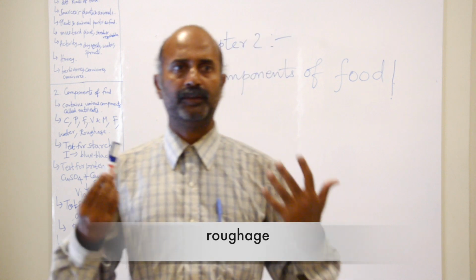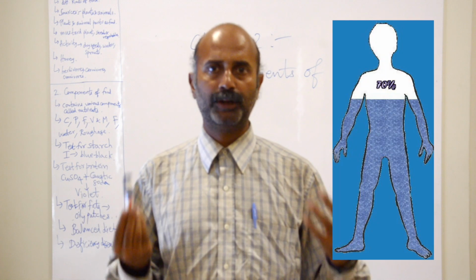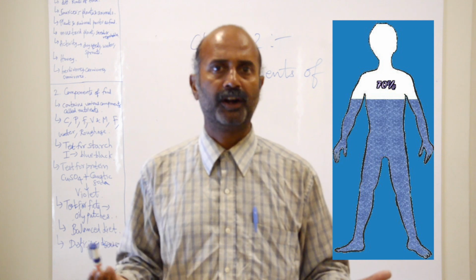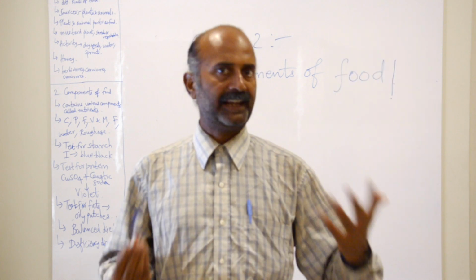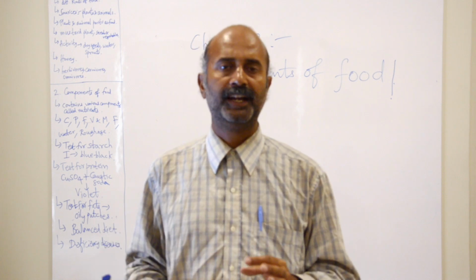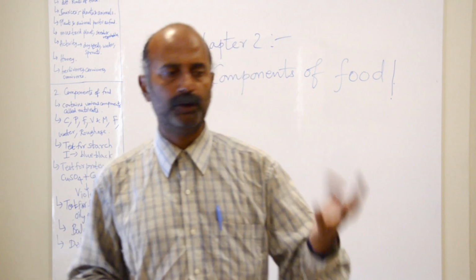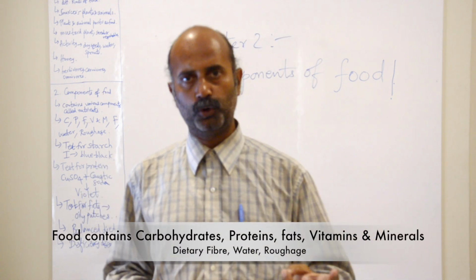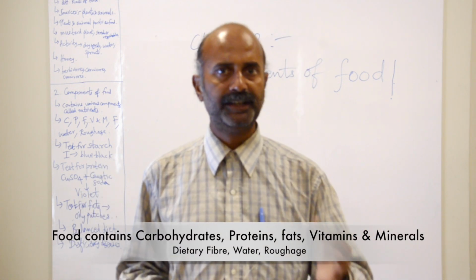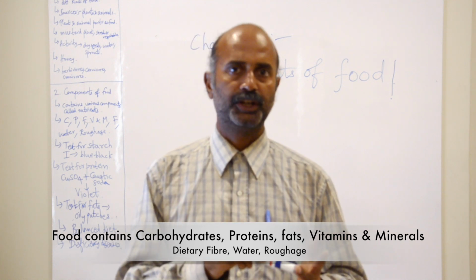As we all know, we as human beings, our bodies are made up of 70% water. So like I said, water is a liquid, so we are 70% liquid, 30% solid. So these are the basic components of food. Let me recap: carbohydrates, proteins, fats, vitamins, minerals, dietary fibers, water, roughage.